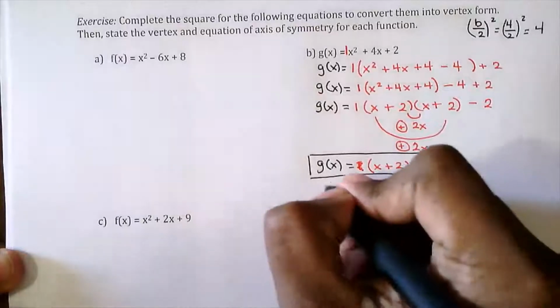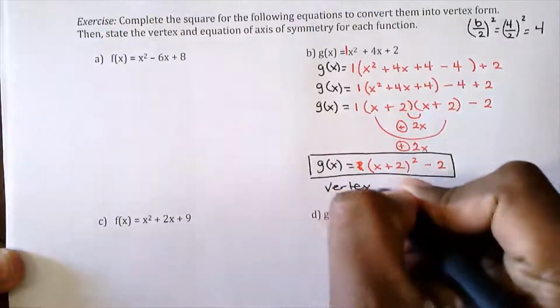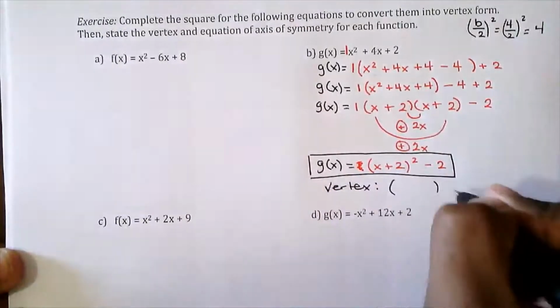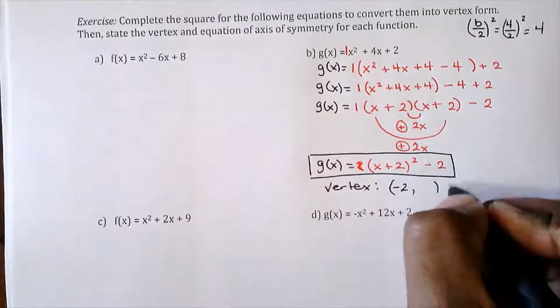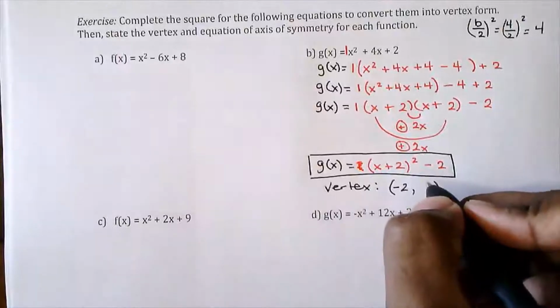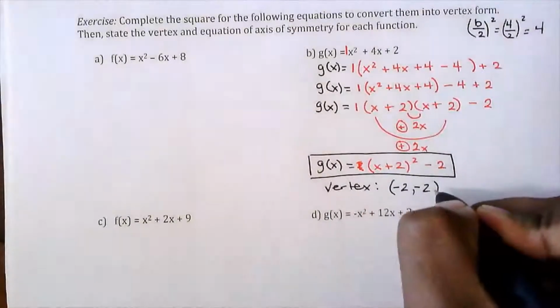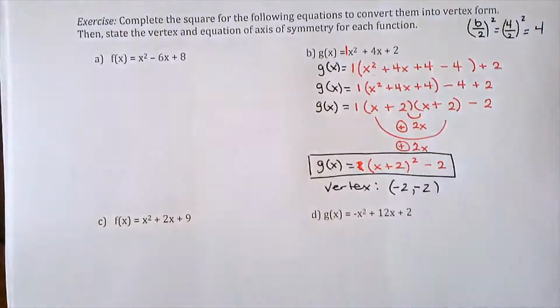So looking at this, the vertex, so remember that's the h and the k value. The h here is positive 2. I take the opposite, negative 2. And the k value here is negative 2. So my vertex is negative 2, negative 2.